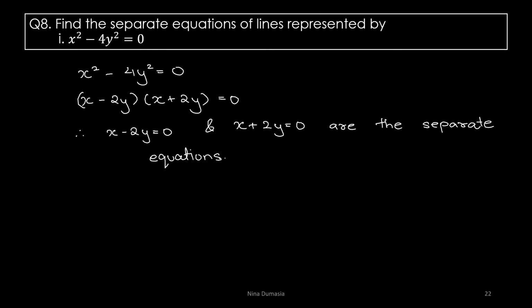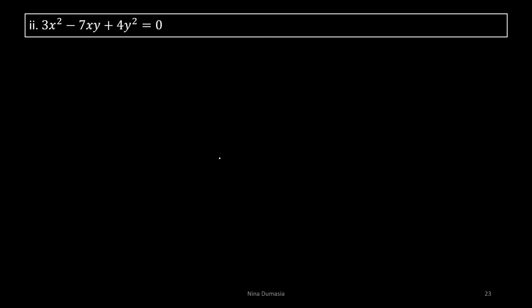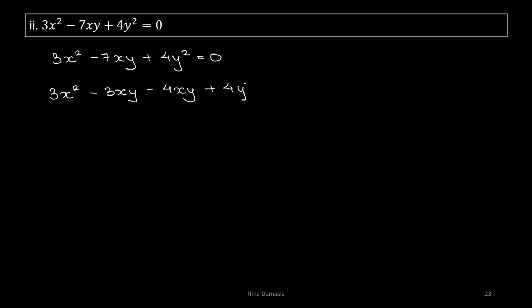Let's do the second subpart now. Here we have 3x square minus 7xy plus 4y square is equal to 0. Here also let's see if we can split. We have 3 into 4, which is 12, and 12 we can split as 3 into 4 only. So I can write this 7xy as minus 3xy and minus 4xy. Okay, we'll get the same thing. So I'm going to write this as 3x square minus 3xy minus 4xy plus 4y square is equal to 0.